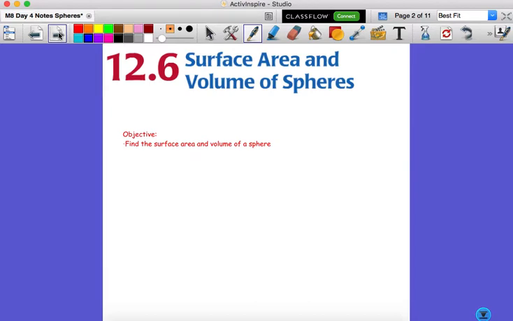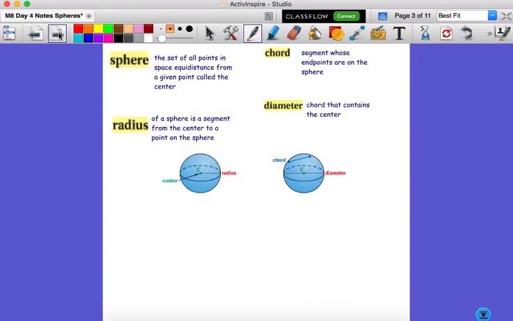So now let's talk about spheres. A sphere is a set of all points that is equidistant from a given center. And that should say equidistant. That typo is going to bug me, but that's what that definition actually is. We've already talked about chords, diameters, and a radius, but those definitions are here if you need them.